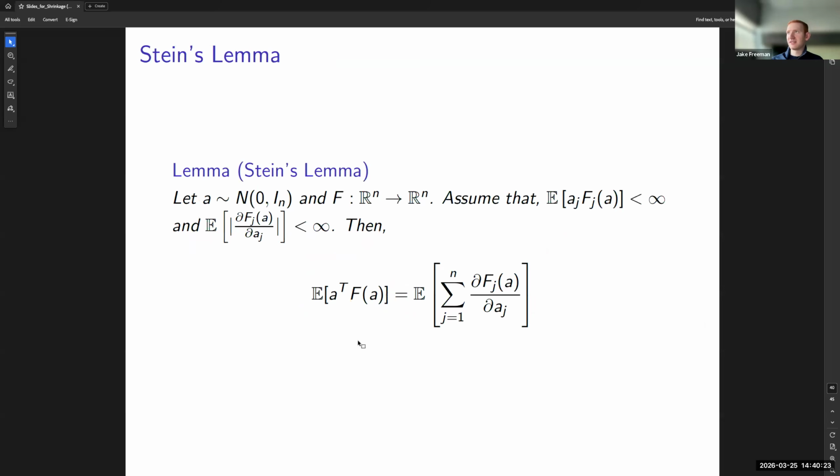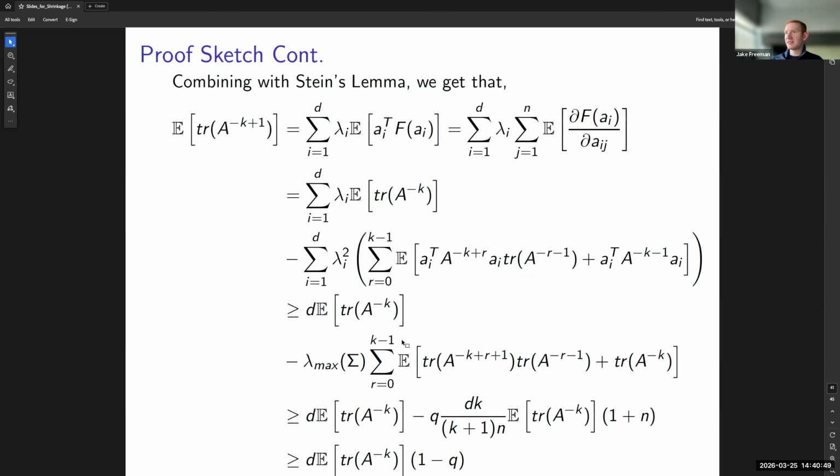Just to refresh everyone on Stein's lemma, it's basically Gaussian integration by parts. You have some regularity conditions that aren't going to be that big a deal, but essentially you can take this A transpose object and rewrite it into a nice form of just its derivatives of this F matrix. And we're going to use that here. This is quite a bit of work, but we're going to try to work through it.